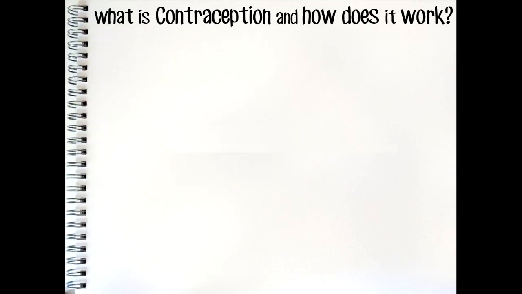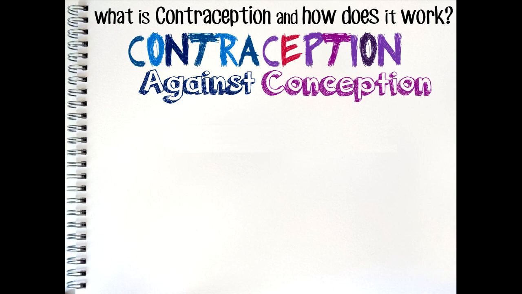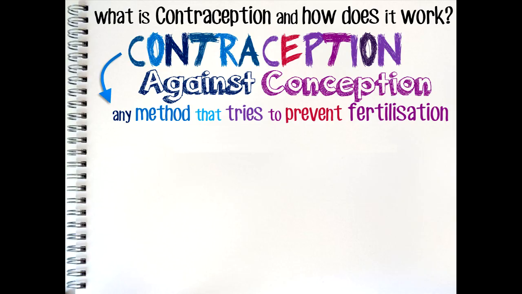What is contraception and how does it work? The word contraception comes from putting together the word contra, meaning against, and the word conception. So it simply means against conception. It refers to any method or action that attempts to prevent conception or fertilization from occurring. It is also often referred to as birth control, or you may hear the more generic title of family planning.